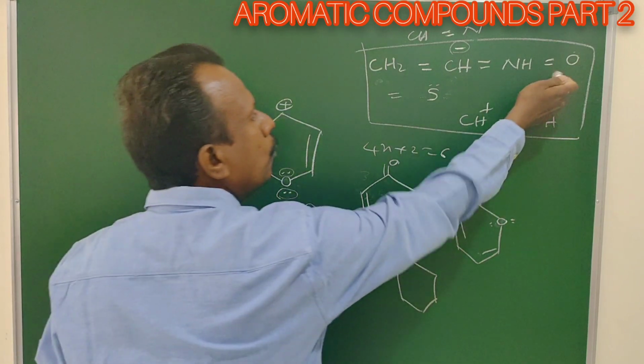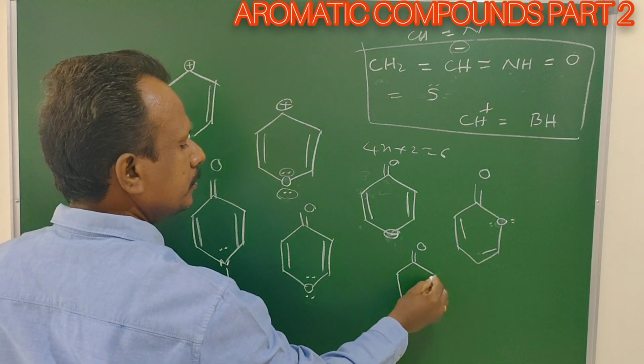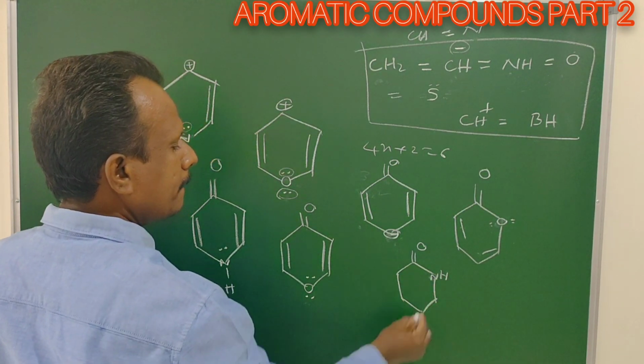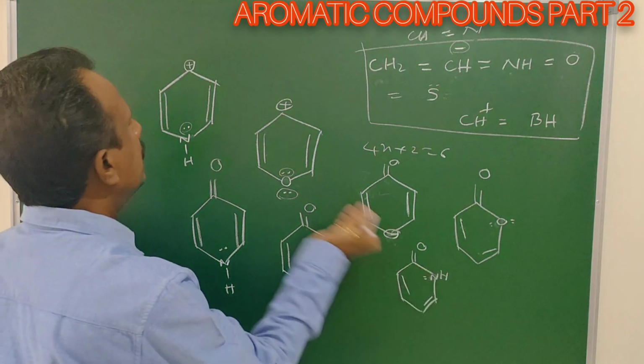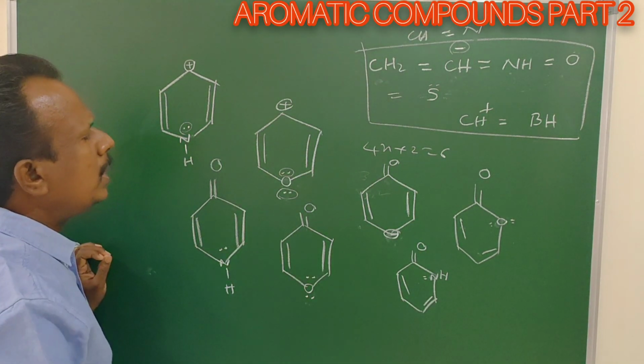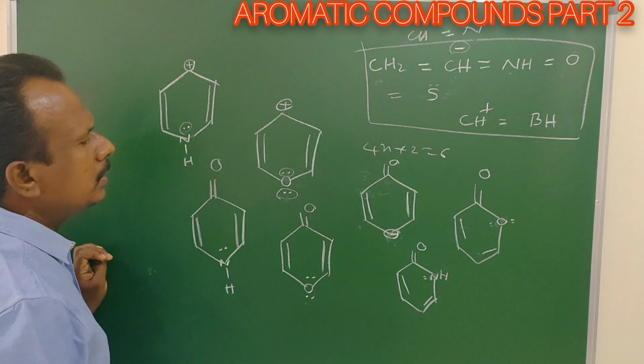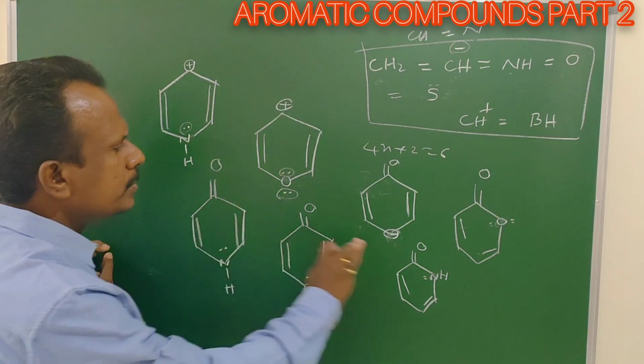In place of O, NH. NH having a lone pair is also aromatic. All these are the 6-membered heterocyclic aromatic compounds.